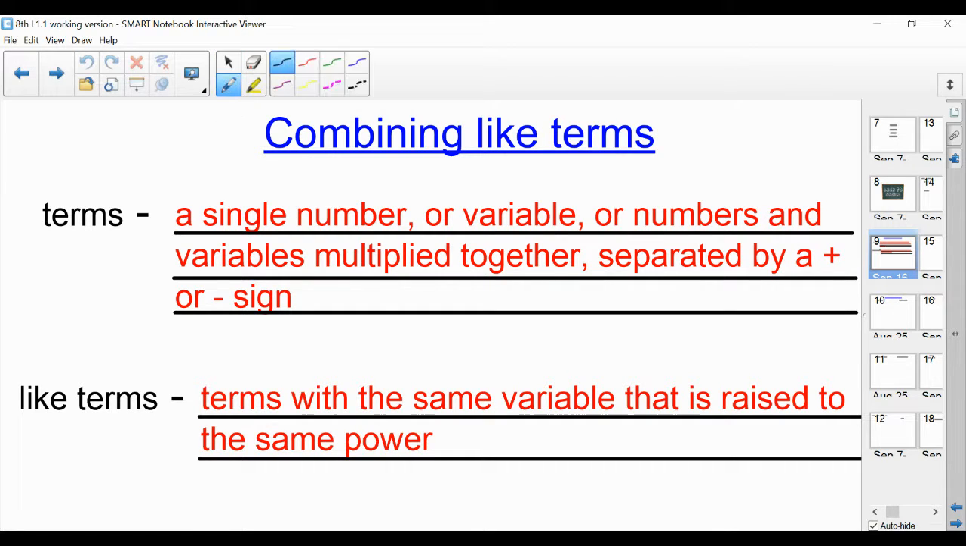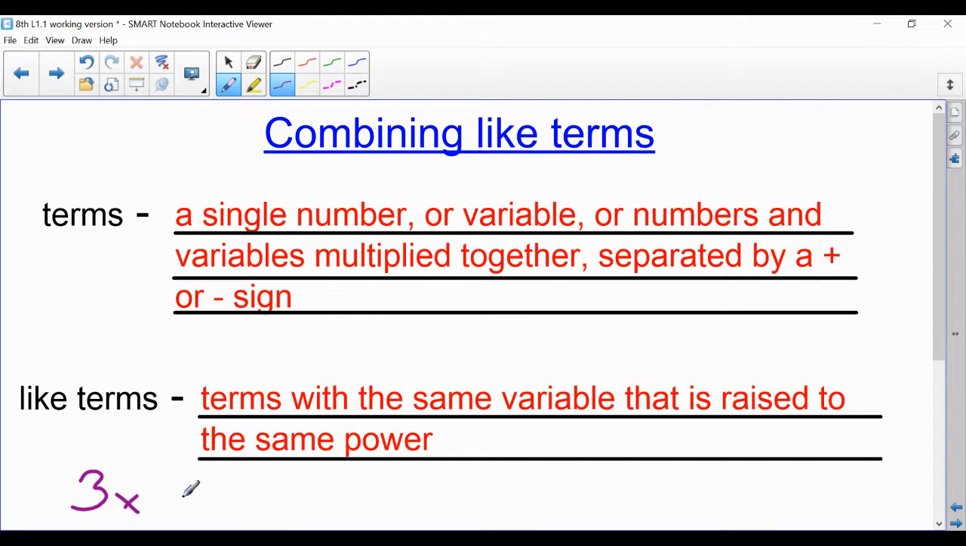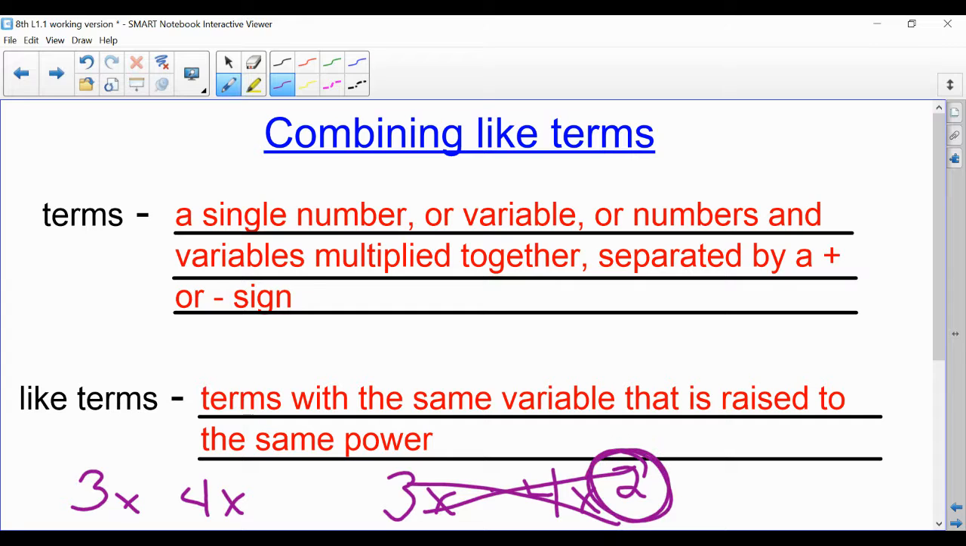So for like terms, 3x and 4x are like terms. But 3x and 4x squared are not like terms because this one has that exponent up there. Okay, and we did learn this last year, and we're going to review how to do this.